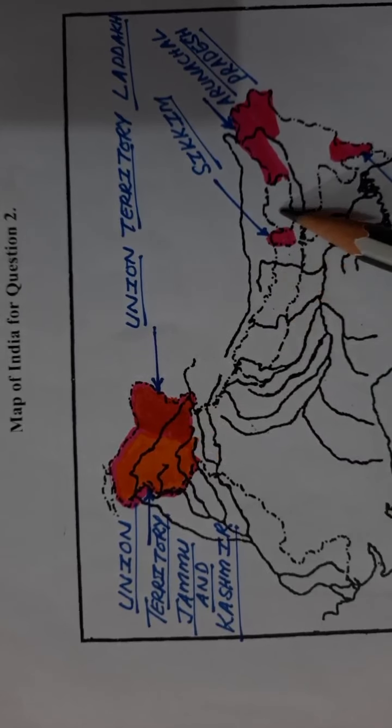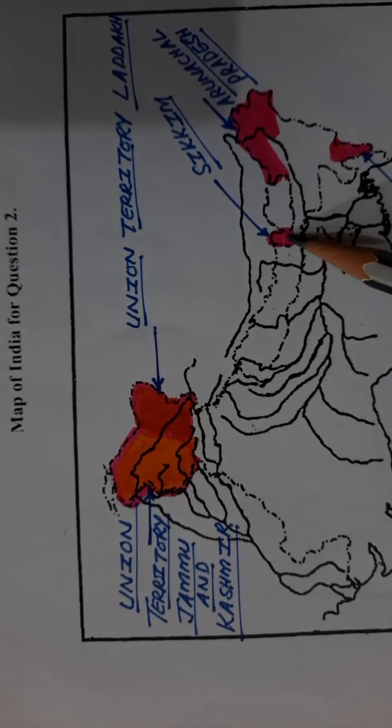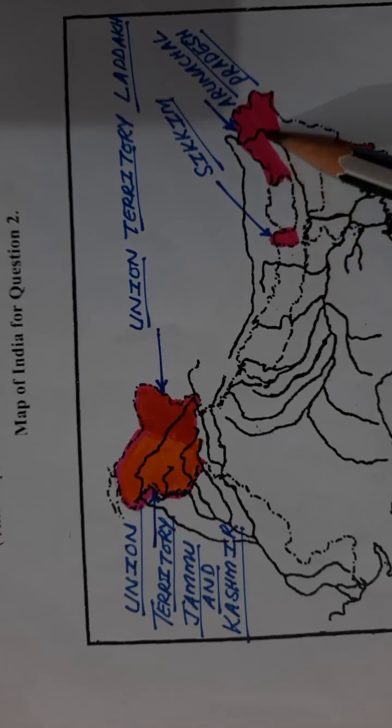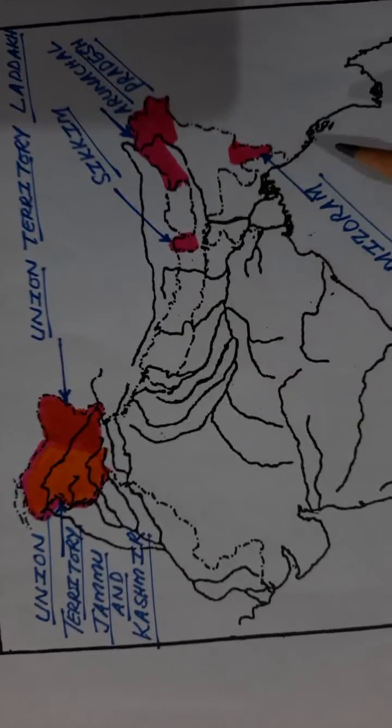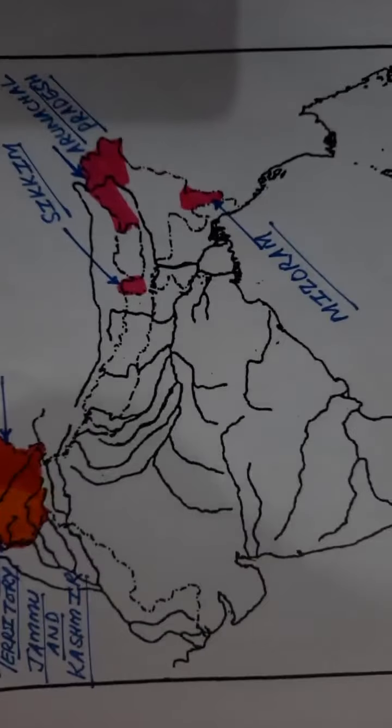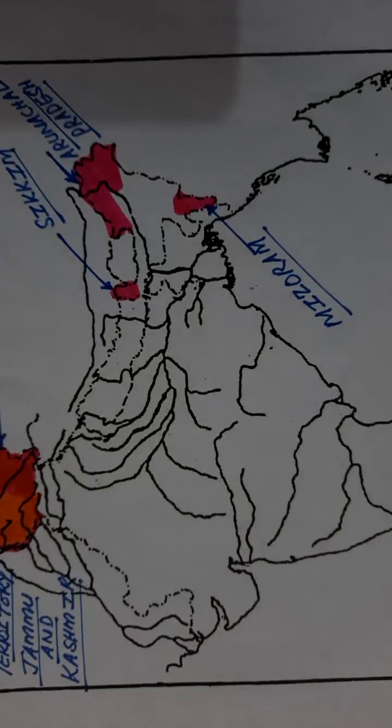This side Nepal, this side Bhutan, between them is the Indian state Sikkim. Then this is Arunachal Pradesh, another sparsely populated state. Then this one you can see, Mizoram on the northeastern side. So all these are sparsely populated. Sparsely means thinly populated.